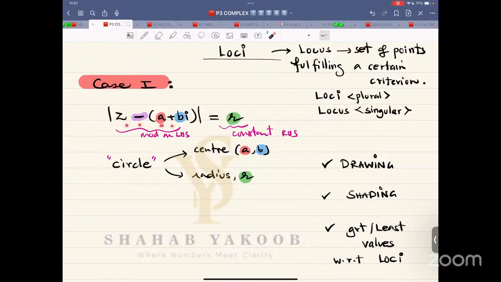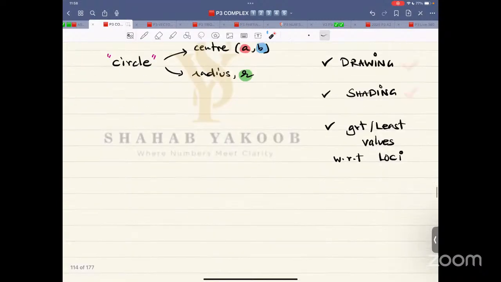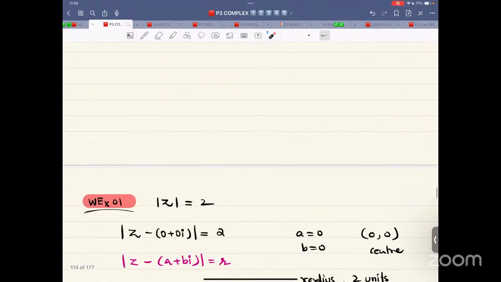Modulus of Z minus (A plus Bi) is equal to R. If we get a variable complex number Z in this form, then this is how it's written: modulus on the left-hand side, constant on the right-hand side, then the minus sign, that is a must. And whatever is on the inside, this A comma B, the real and the imaginary, they are the center of the circle. And this R is the radius. So they can ask about drawing, shading, greatest and least values with respect to loci.